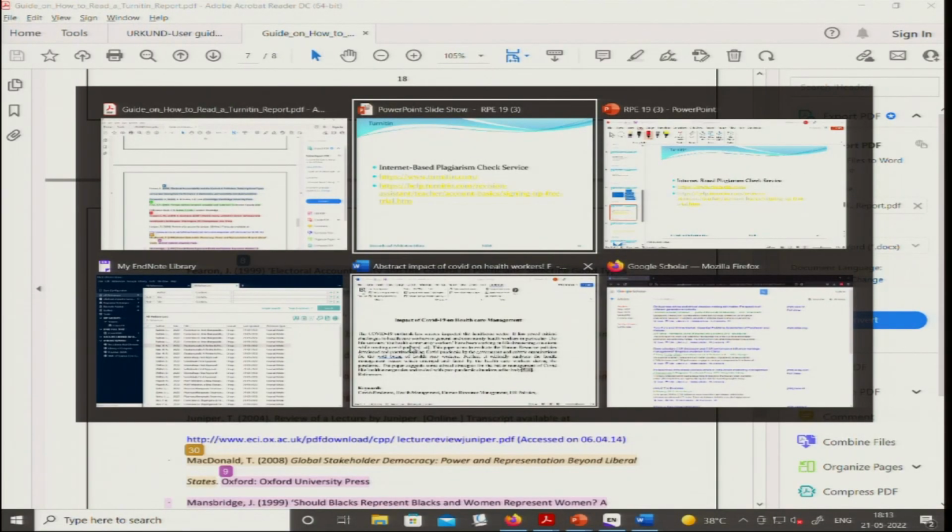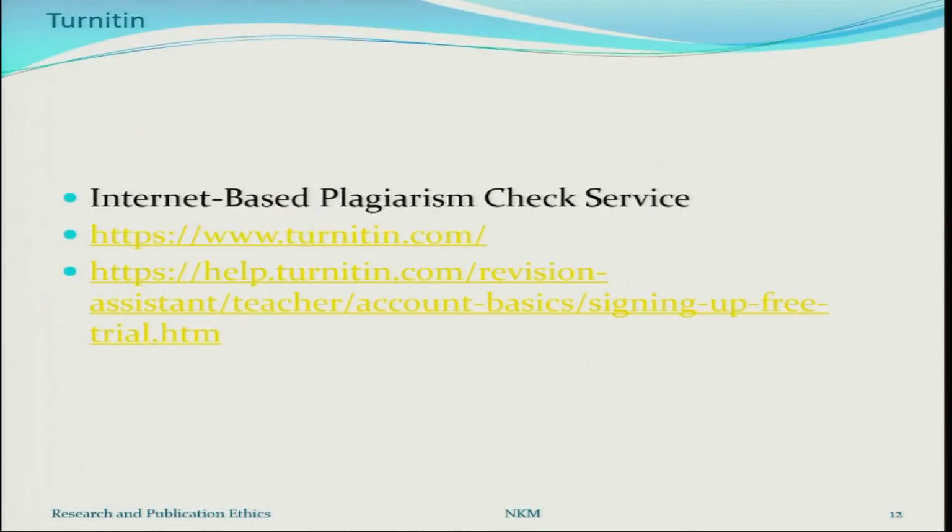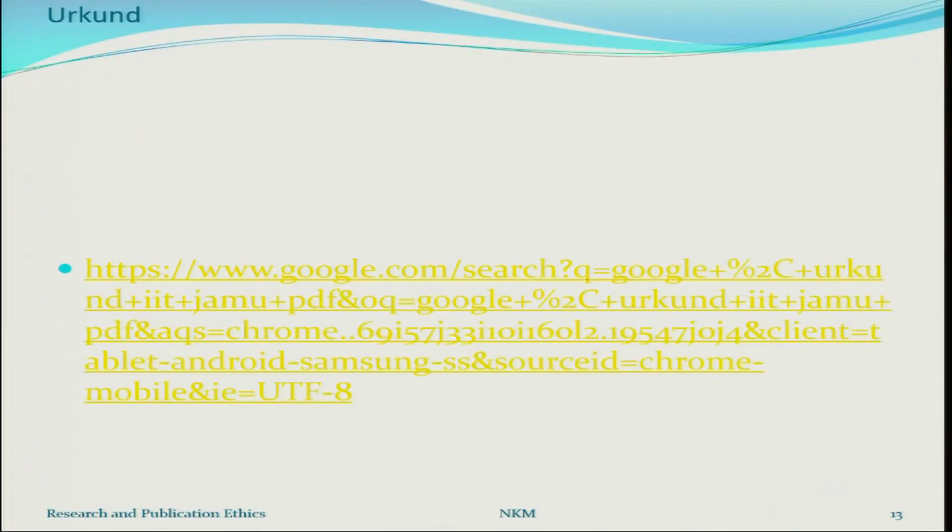Now let us move to the next software, that is Ouriginal. Ouriginal is also internet based similarity check software. How it works, let us try to understand through a document.